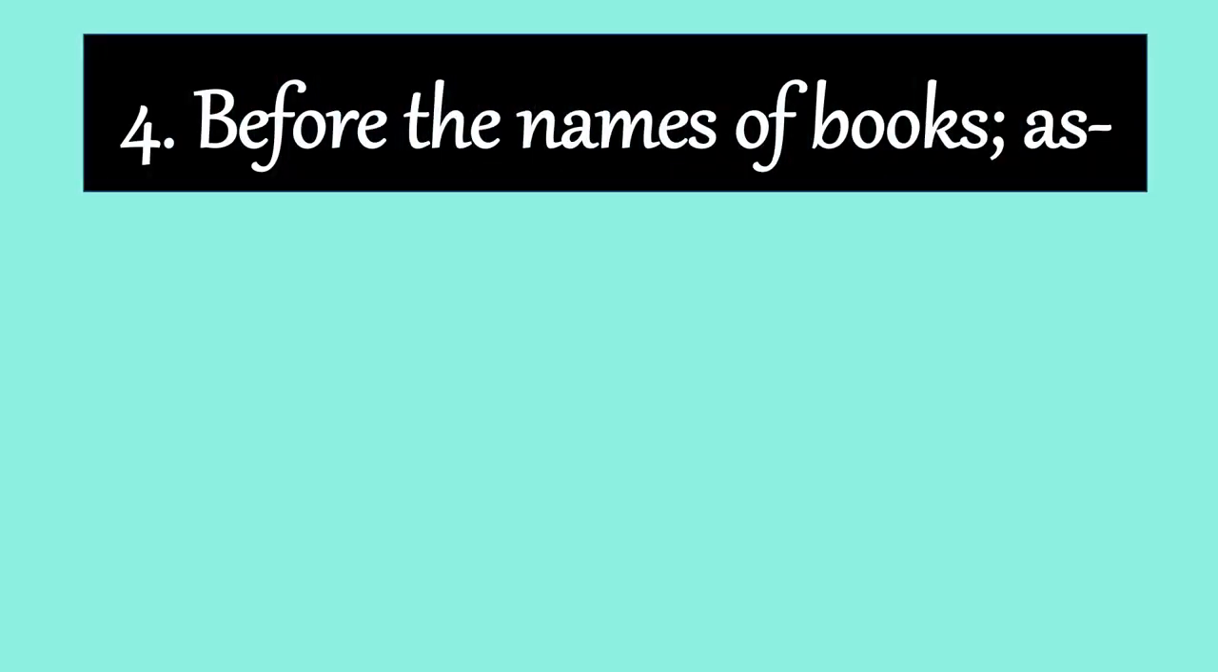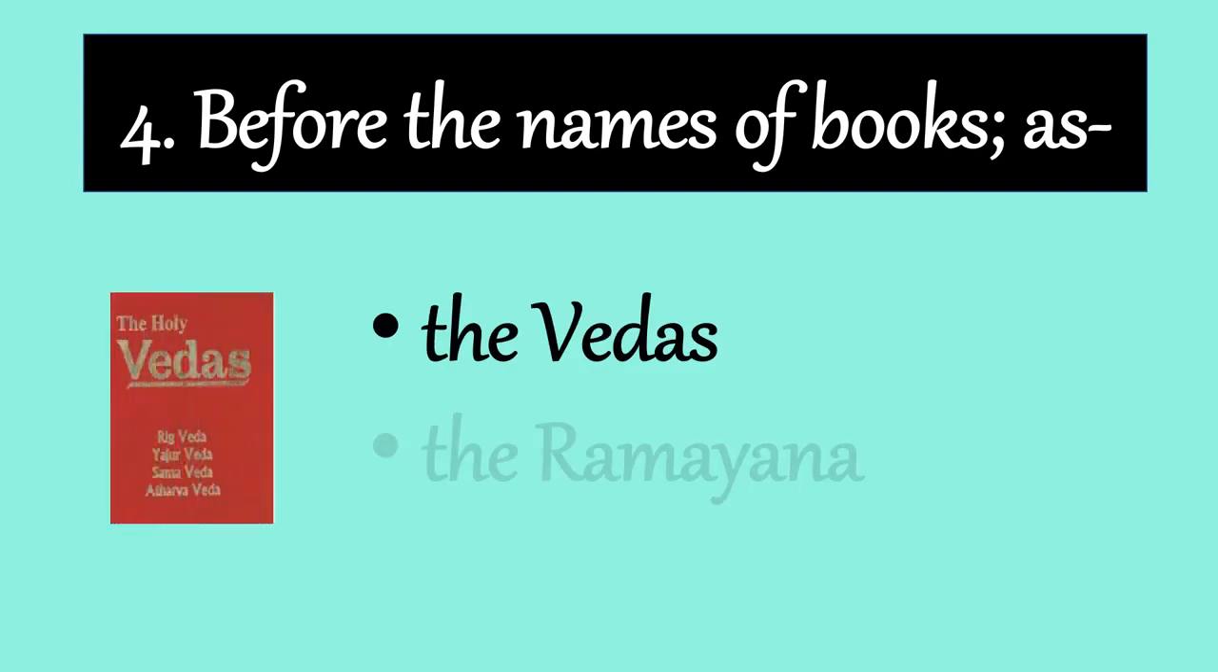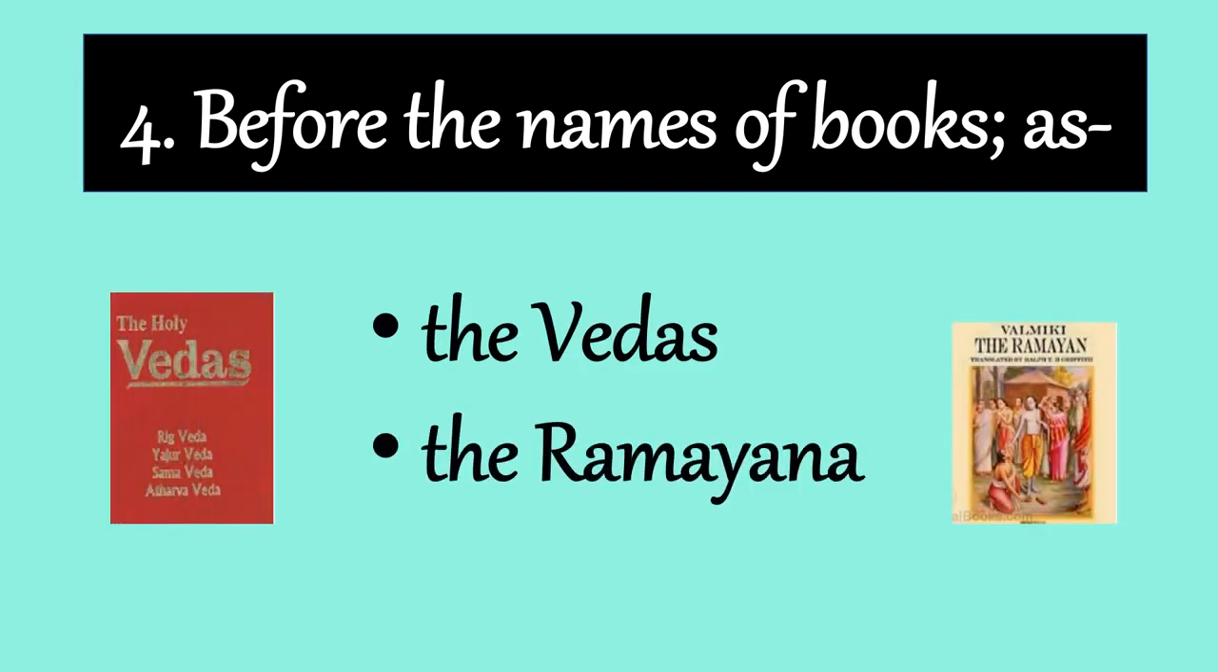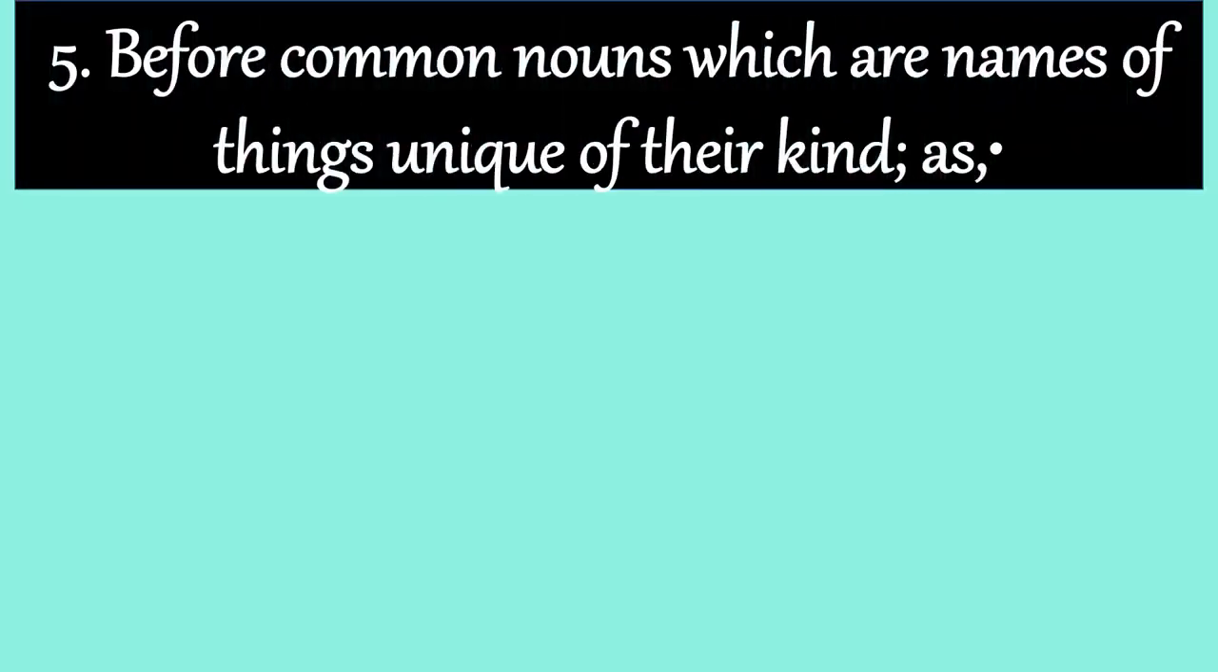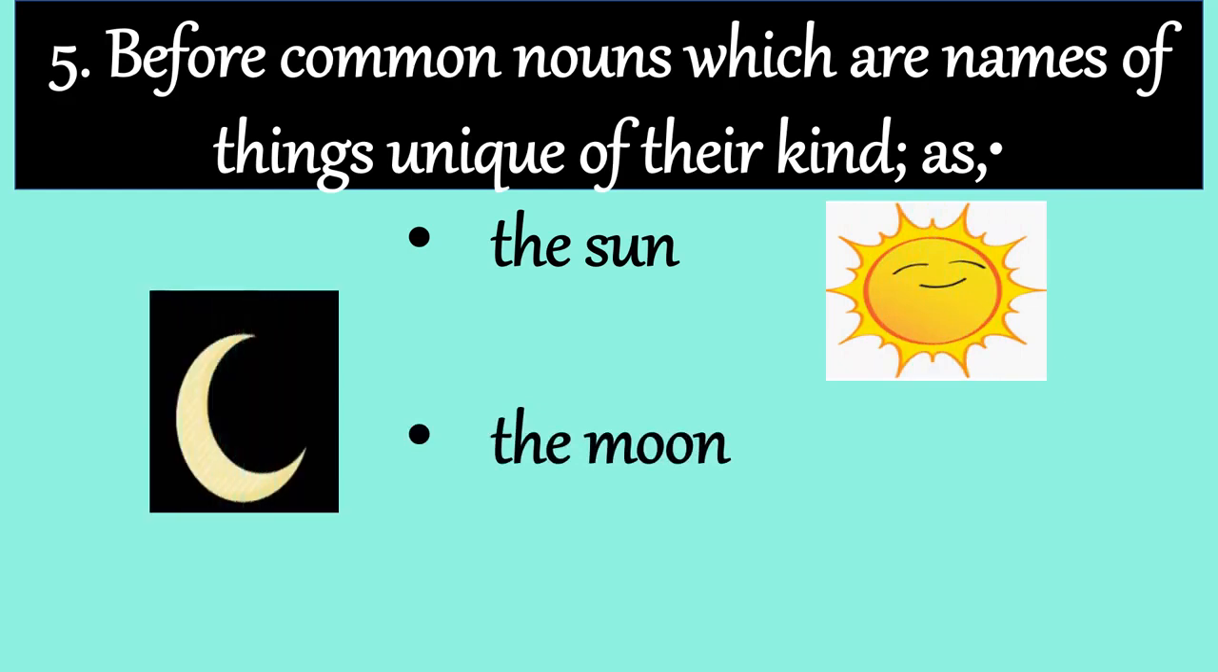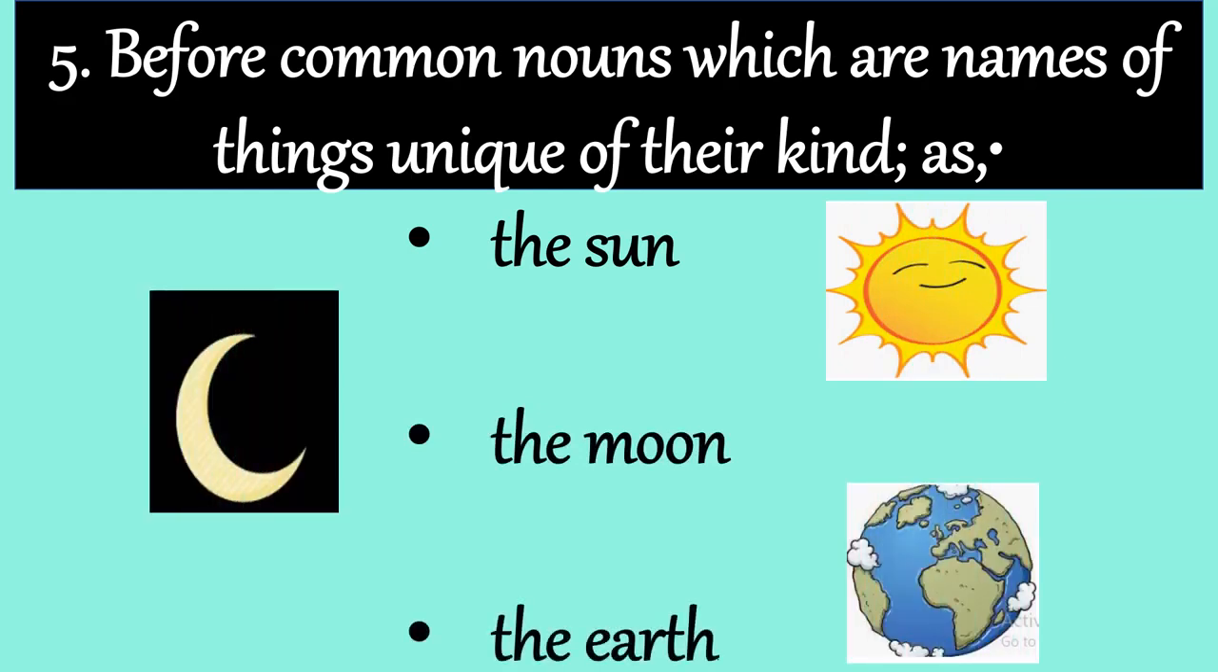Fourth point is before the names of books. For example, the Vedas, the Ramayana. The fifth use of "the" is before common nouns which are names of things unique of their kind. For example, the sun, the moon, the earth. So these sun, moon and earth are unique of their kind. That is why I have used "the" before them.